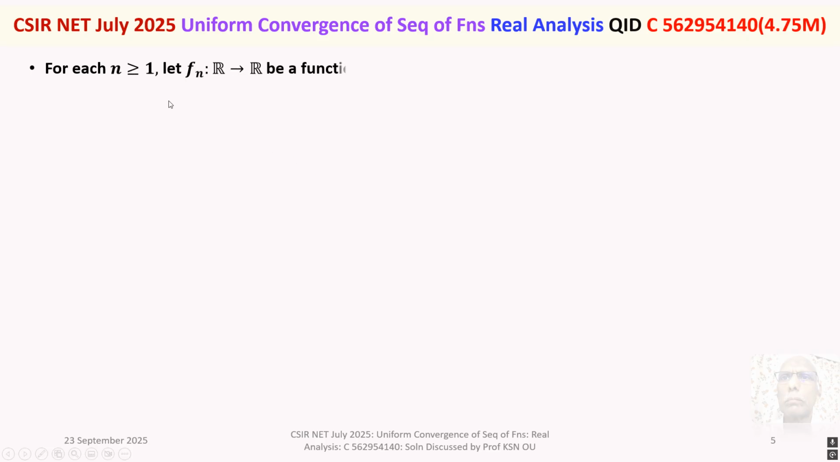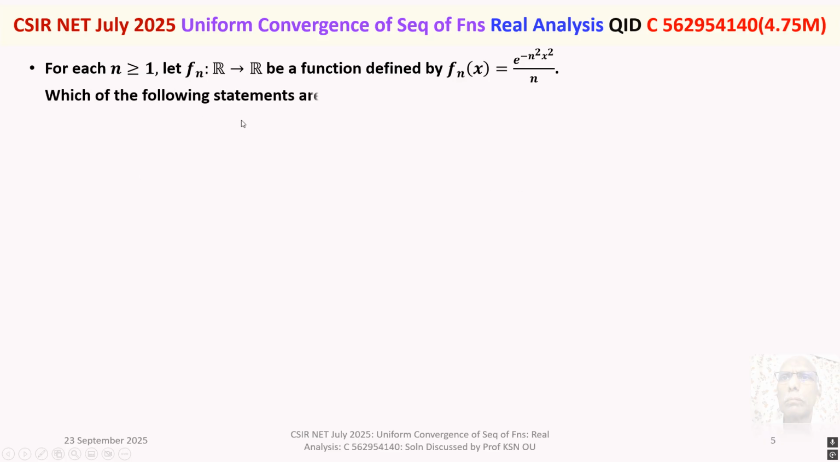The given question is, for each n greater than or equal to 1, let Fn be a function from the set of real numbers to itself defined by Fn of x is equal to e power minus n square x square by n. Which of the following statements are true? We are given four options.